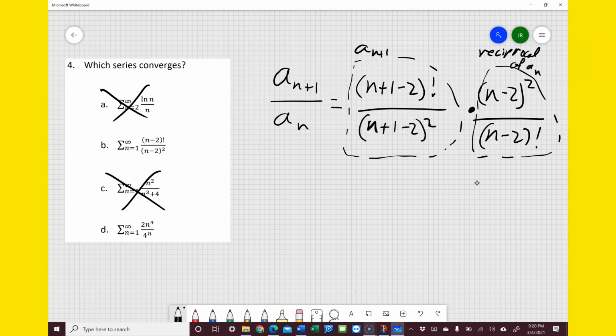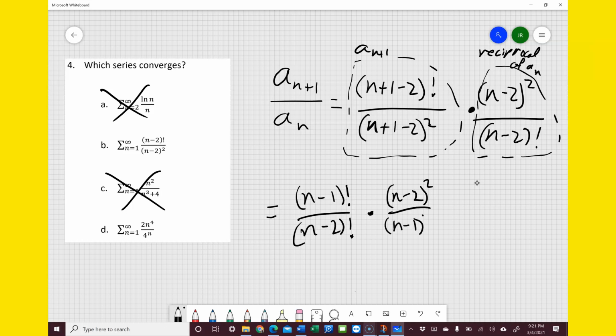All right, now let me do some simplifying. N plus 1 minus 2, that's just n minus 1 factorial. And I'm going to go ahead and put the n minus 2 factorial under that. I'm just rearranging things a little bit. And then this is going to be n minus 2 squared over n plus 1 minus 2, which is n minus 1 squared. All right, now let's see what we can do to simplify this. N minus 1 factorial, I would like for that to cancel something on the n minus 2 factorial.